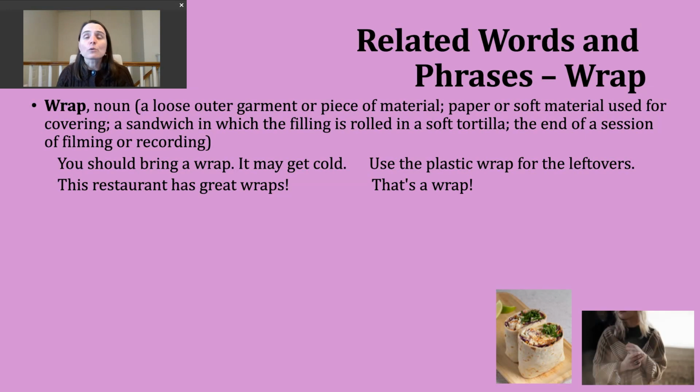Now, a second way wrap gets used as a noun is to refer to any type of paper or other kind of soft material, and that material is being used for the purpose of covering something else. An example of that meaning in a sentence might be, use the plastic wrap for the leftovers. Right? So this is a product intentionally designed to cover, many times, leftovers.